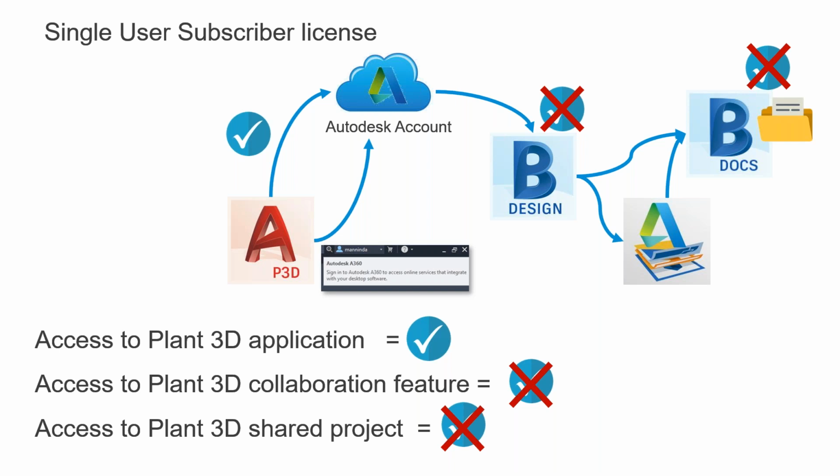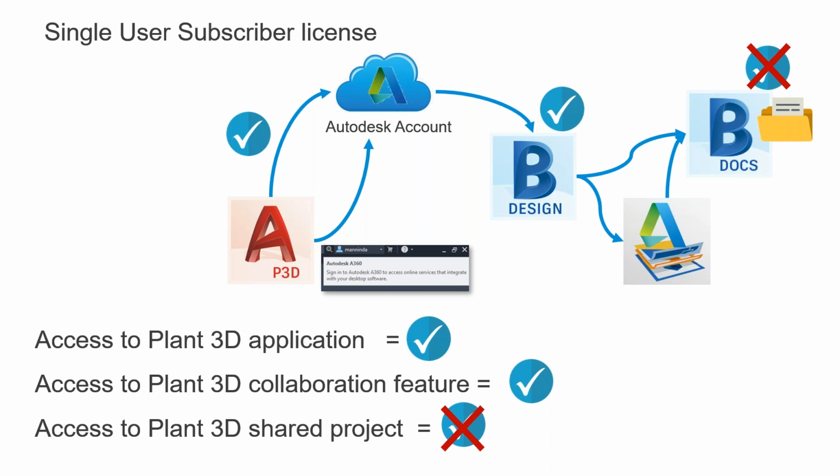Then you have to have access to the Plant 3D collaboration feature, which is in Autodesk account, and it's part of the BIM 360 design entitlement. Once you've actually been given that, then you have access to BIM 360 design and the Plant 3D collaboration feature. Yet you still don't have access to a BIM 360 project, because this is where a project administrator in BIM 360 would have to invite you or assign you as a user on that project.